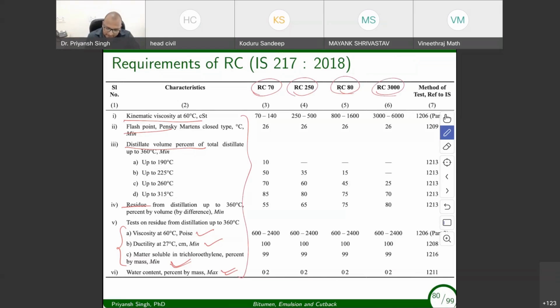This 70 or 250 or 80 is coming from the kinematic viscosity. So if you have a grade RC70, that indicates you need to have a minimum kinematic viscosity for the cutback of 70 centistokes.